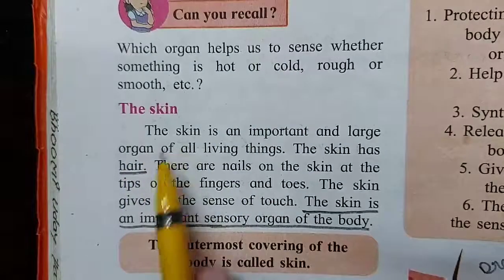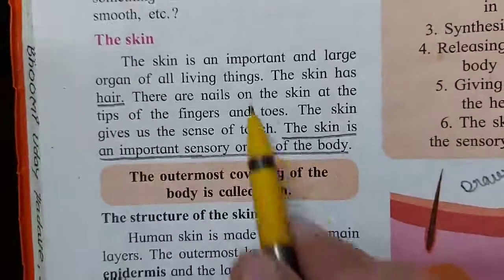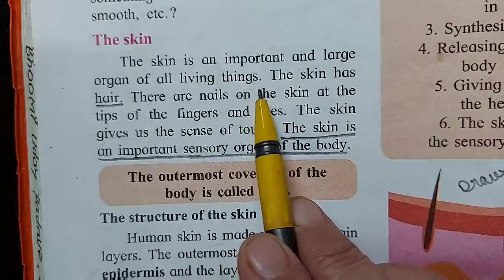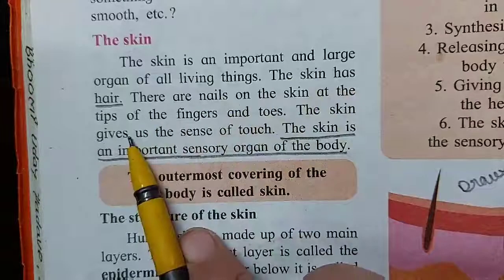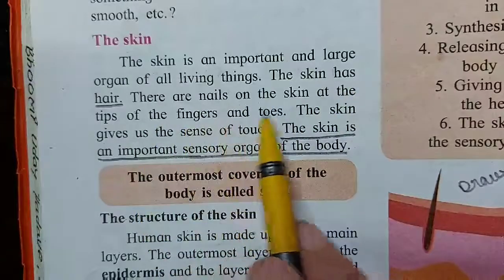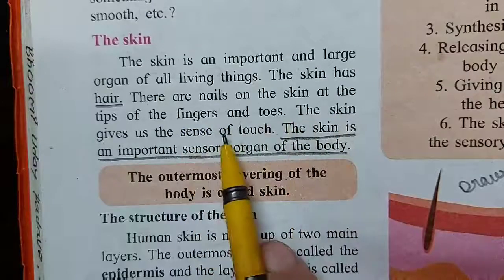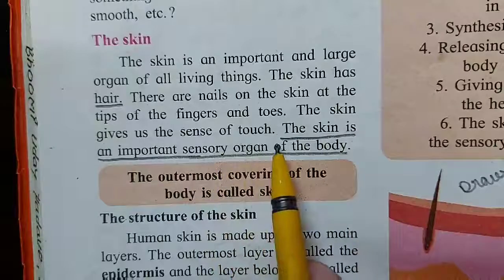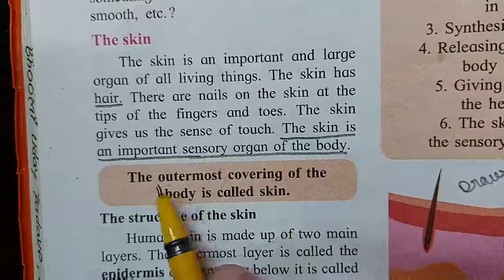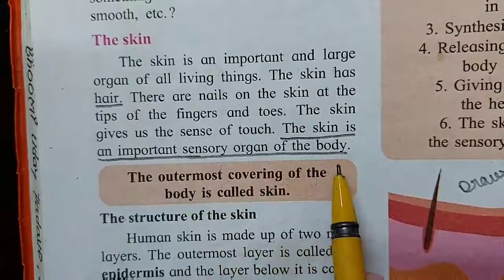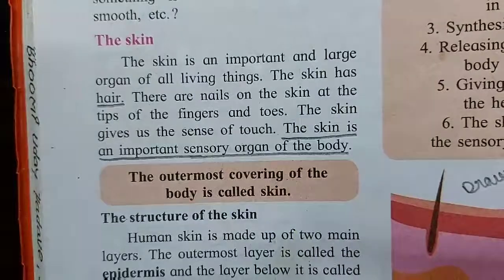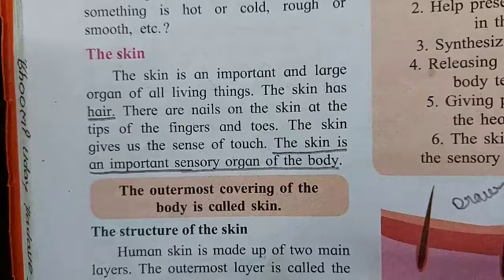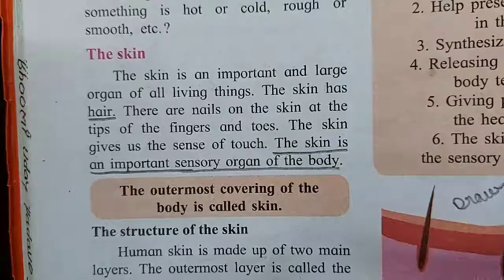Right, that is the skin. Now the skin is an important and large organ of all living things. The skin has hair. There are nails on the skin at the tips of the fingers and the toes. The skin gives us sense of touch. The skin is an important sensory organ of the body. Now children, it is a very important organ and it is the large organ.